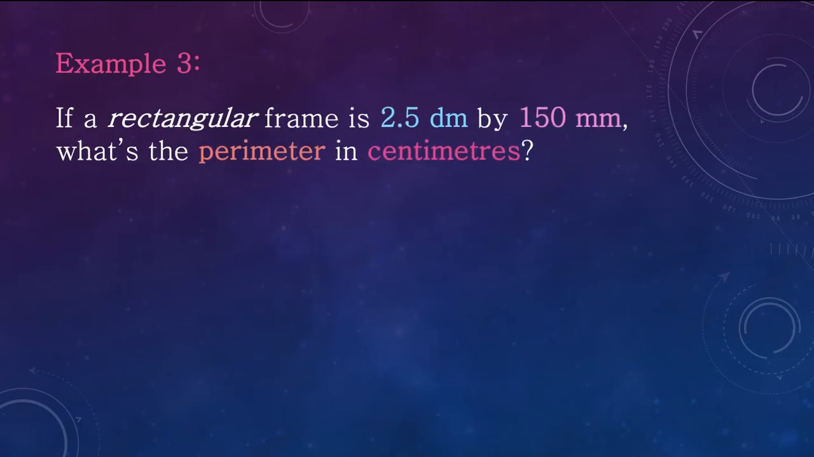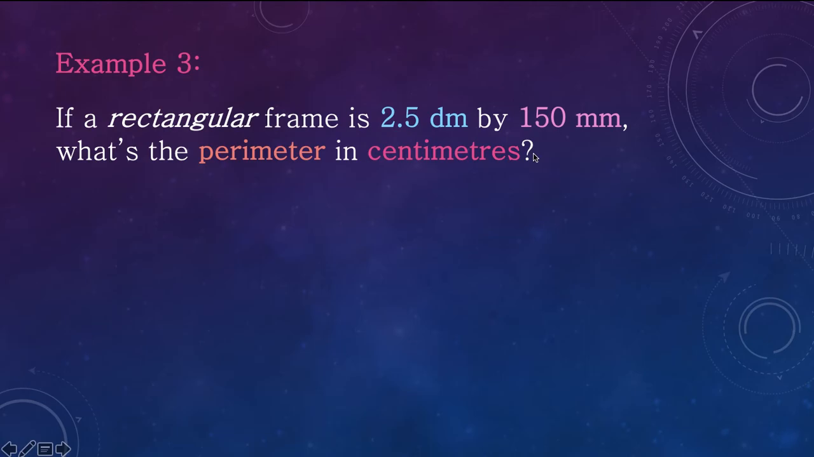Example 3. So this one's going to be a little bit different because we are going to work with perimeter, all right? But it's a very simple one. So the question is, if a rectangular frame is 2.5 decimeters, so that's what I was saying before, right? Just a D and an M for decimeters. So if we have one side is 2.5 decimeters, and another side is 150 millimeters, what's the perimeter in centimeters?